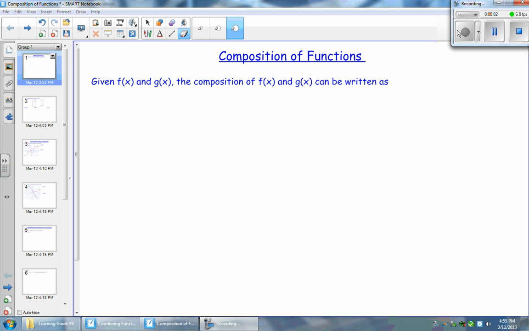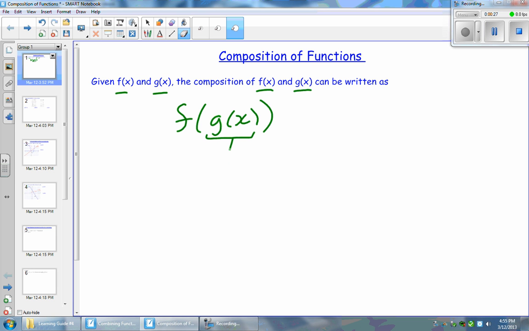All right, so in this lesson, I'm going to introduce to you the composition of functions. We're going to start with the definition here. Given f of x and g of x, the composition of f of x and g of x can be written as follows: f of g of x. That is what we call a composition, and it means I'm essentially taking one function and putting it into another. In this case, my g of x is acting as the input of my f of x function. So that's one way to notate this.